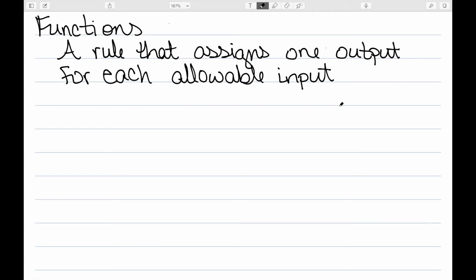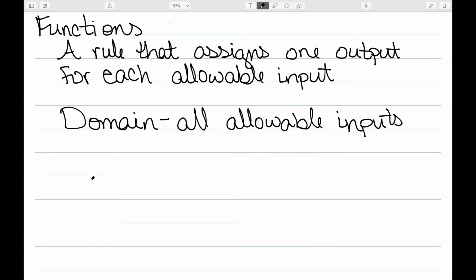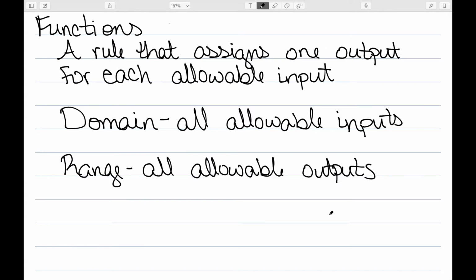A function is just a rule that assigns one output for each allowable input. While the inputs and outputs don't have to be numbers in math, we mostly deal with functions where these are numbers. The domain is the set of all allowable inputs. It's what we are allowed to put into this rule. And the range is all allowable outputs, what we actually get out of the function.